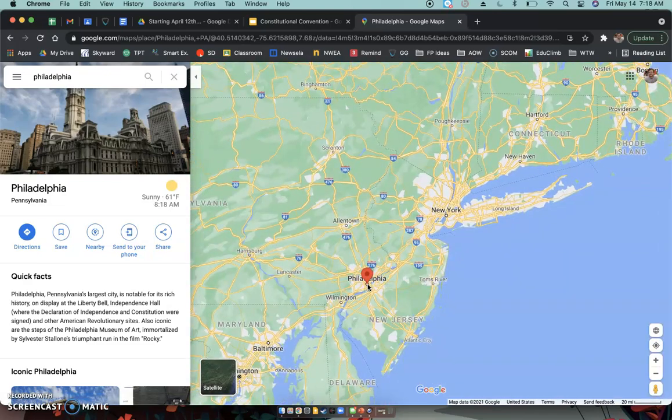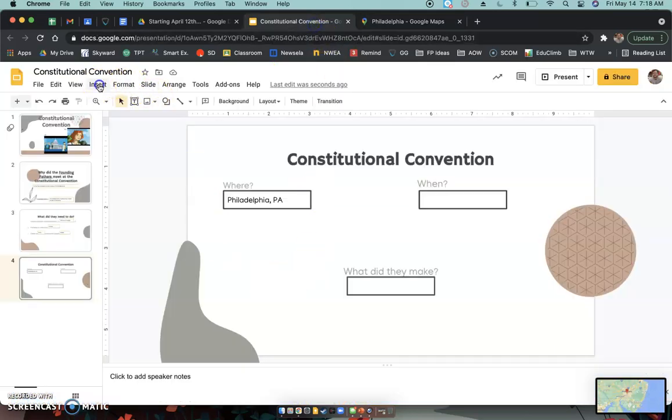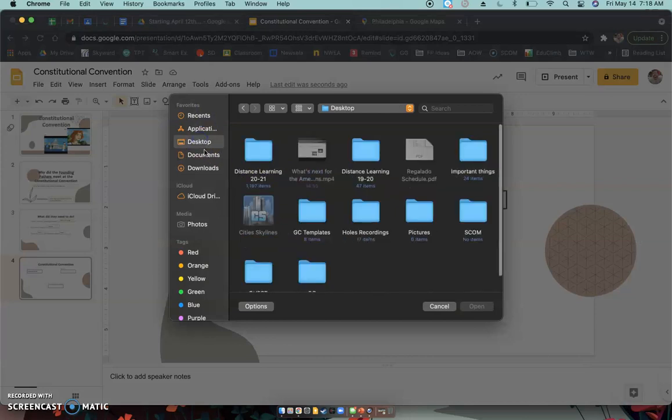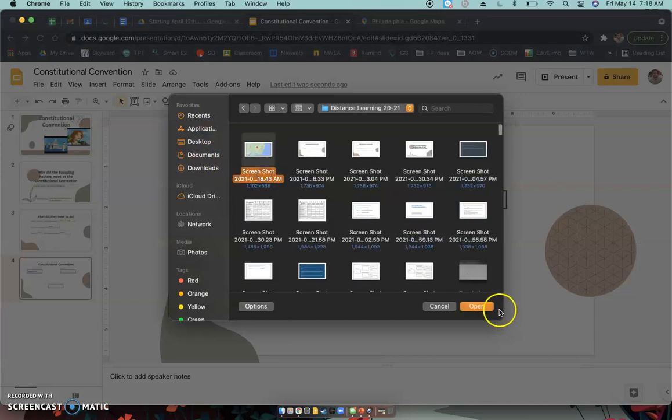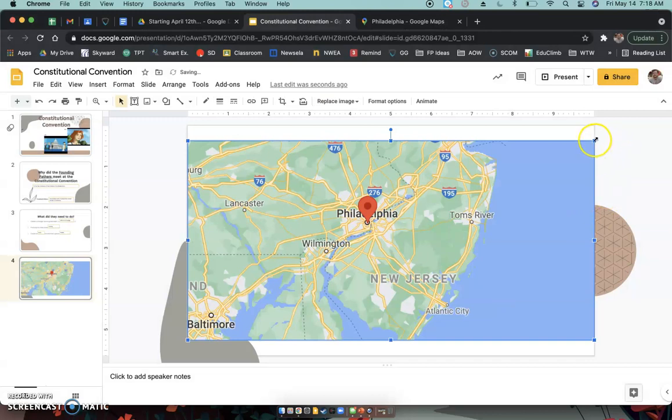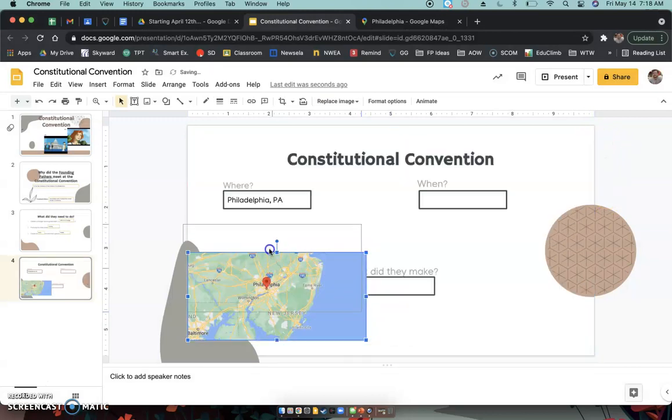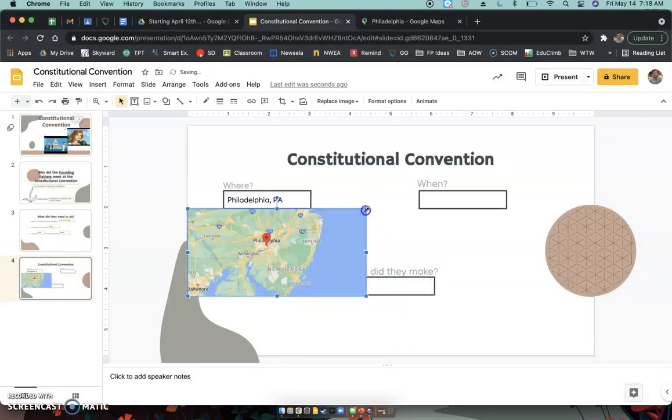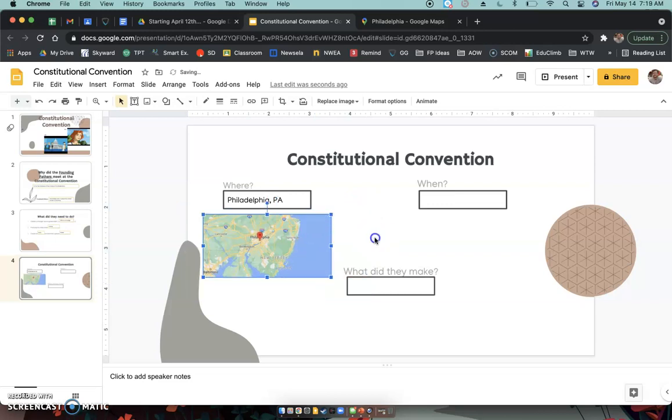Okay, so you can take a screenshot of a map. It's up to you. I will take a screenshot of a map. You can also take an image from Google Images. Philadelphia. Insert. Obviously way too big. Okay. So it happened in Philadelphia.